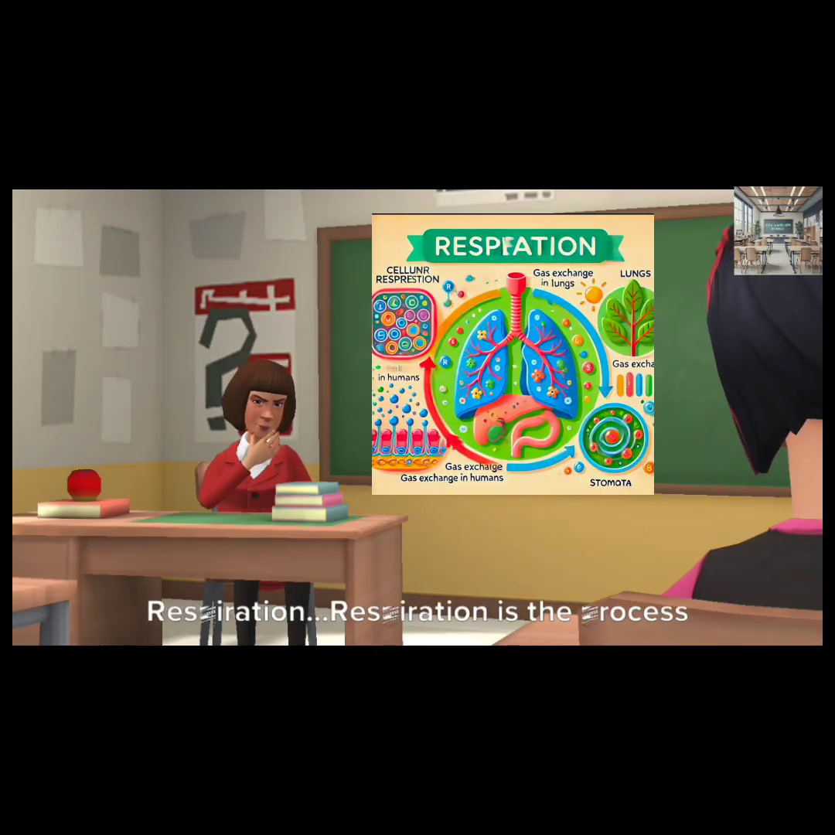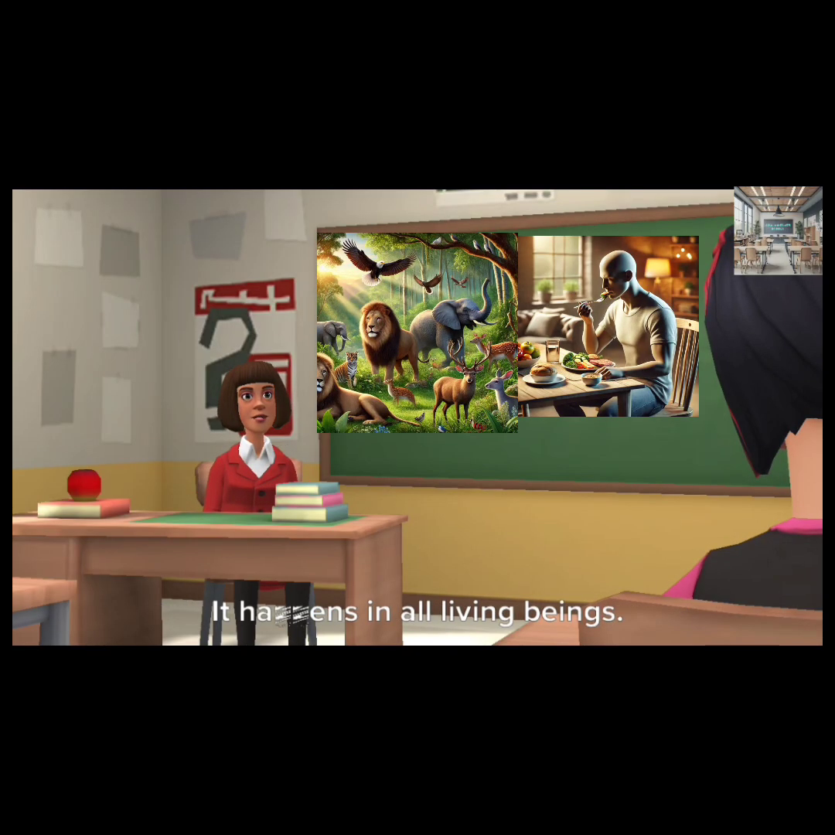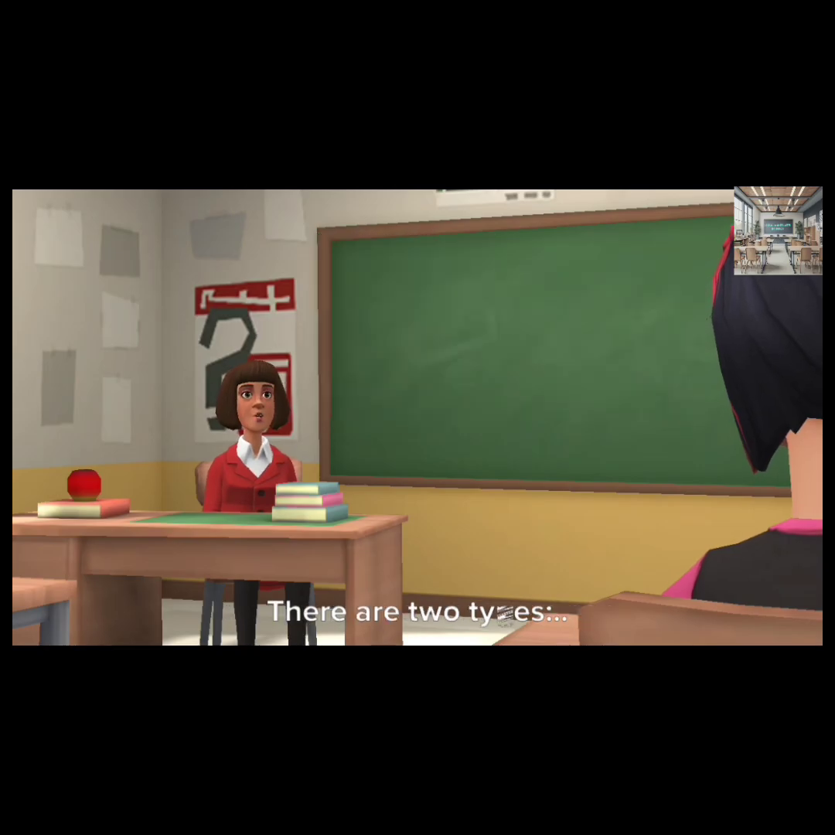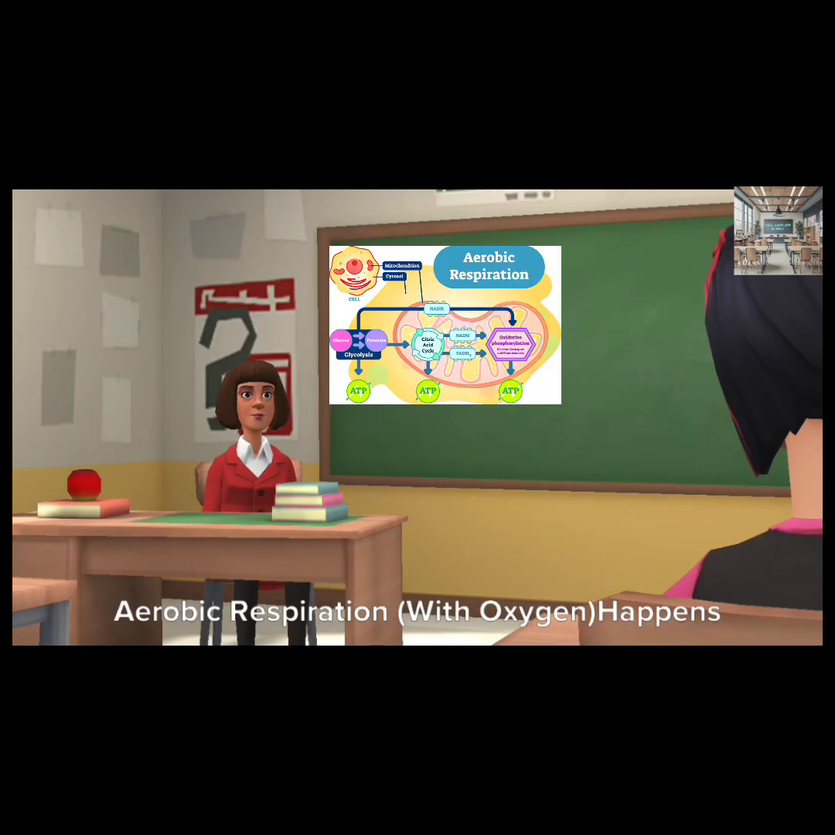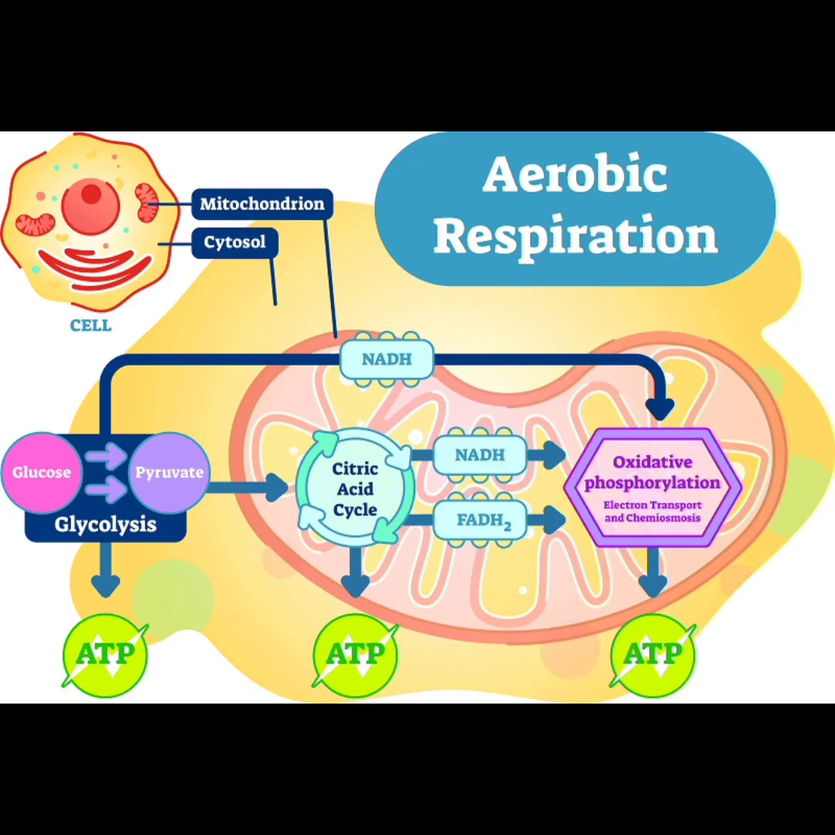Respiration. Respiration is the process of breaking down glucose to release energy. It happens in all living beings. There are two types. Aerobic respiration, with oxygen, happens in humans and most animals. Glucose is broken down using oxygen, releasing energy, carbon dioxide (CO2), and water (H2O).